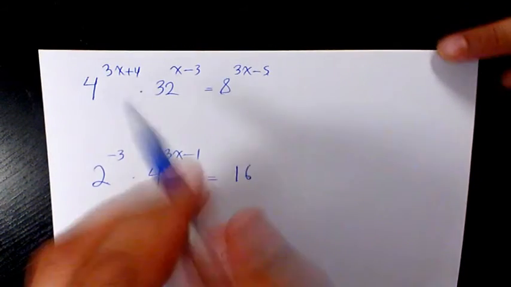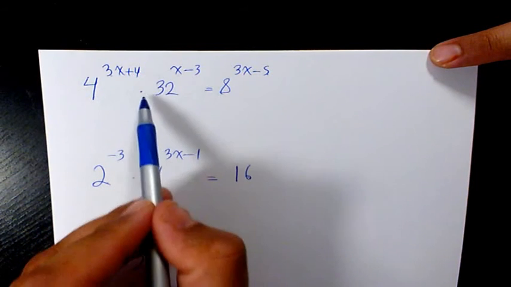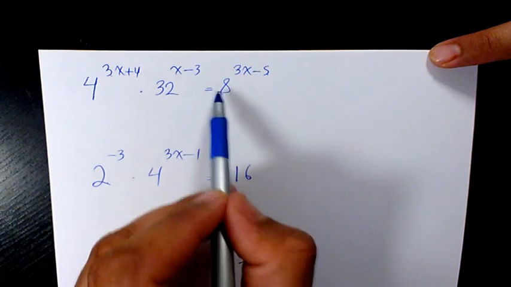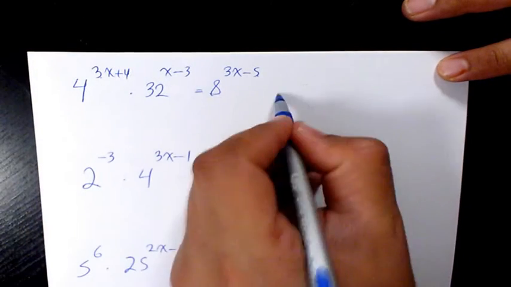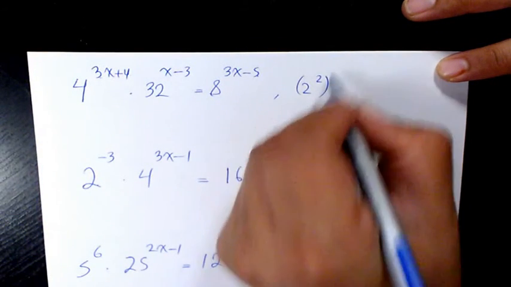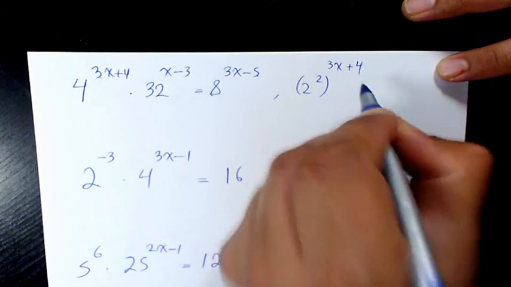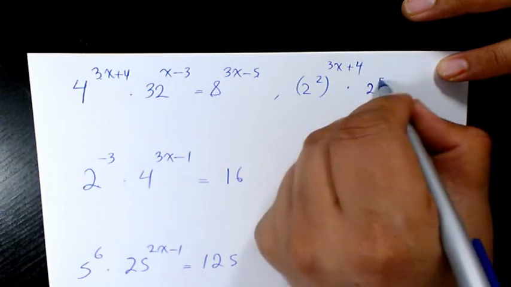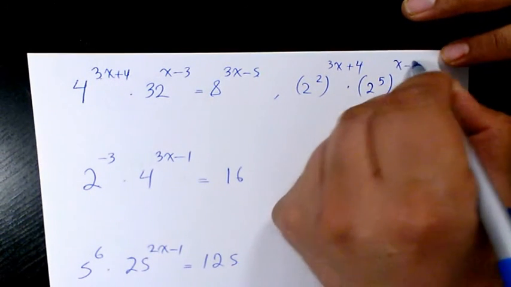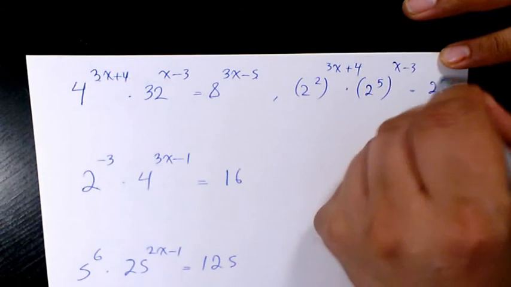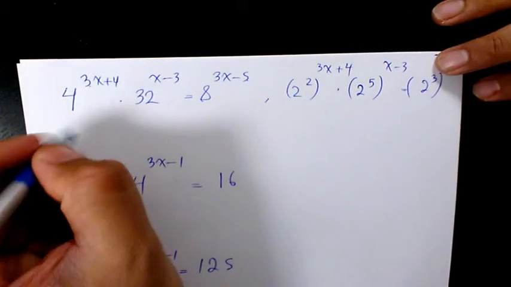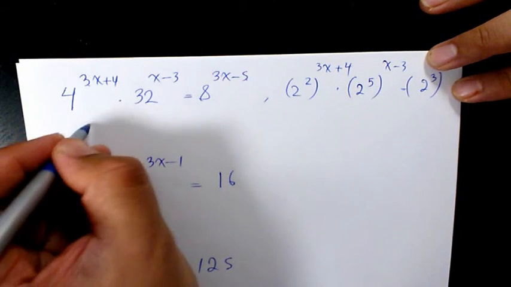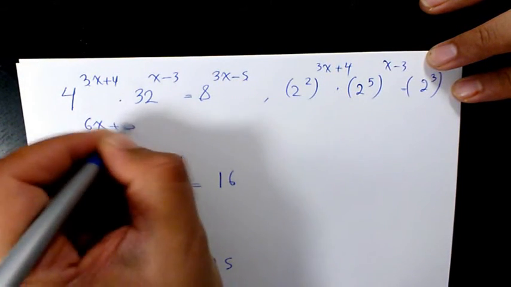Next example. 4 to the power of 3x plus 4 times 32 to the power of x minus 3 equals 8 to the power of 3x minus 5. So I can write it as 2 to the power of 2, to the power of 3x plus 4. 32 is 2 to the power of 5, to the power of x minus 3. 8 is 2 to the power of 3, to the power of 3x minus 5. So that's going to be 2 times 3x plus 4, which is 6x plus 8.